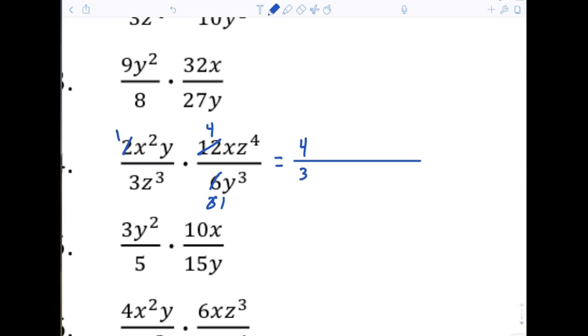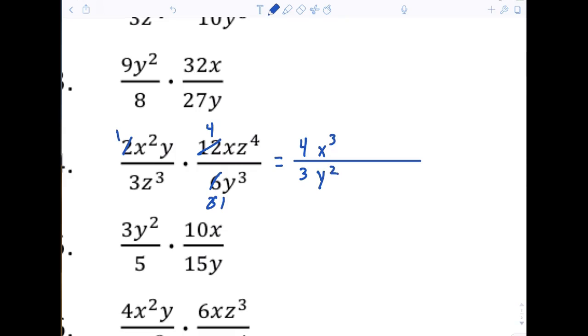Everybody see how easy? And now, how many x's are on the top in total? 3. Does everybody agree? So that leaves me what? X to the third on the top. How many y's on the top? How many on the bottom? So that leaves me with 2 on the bottom.